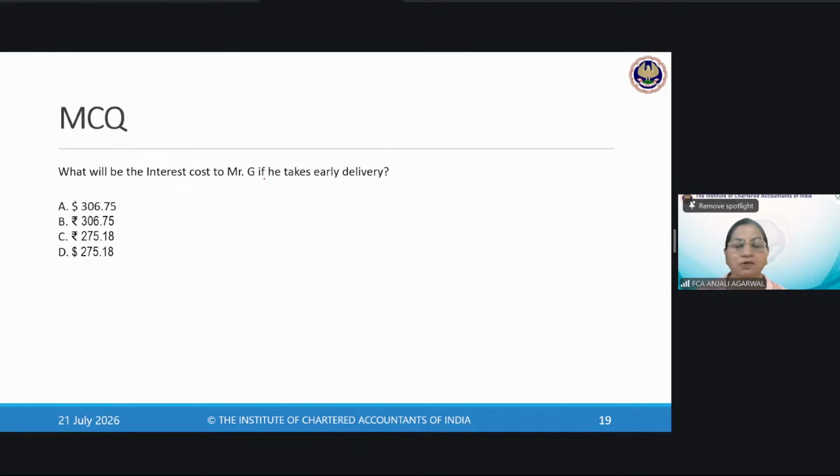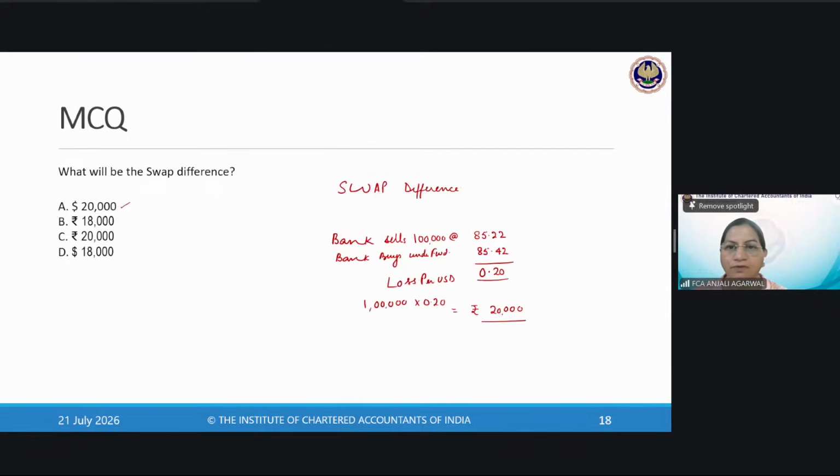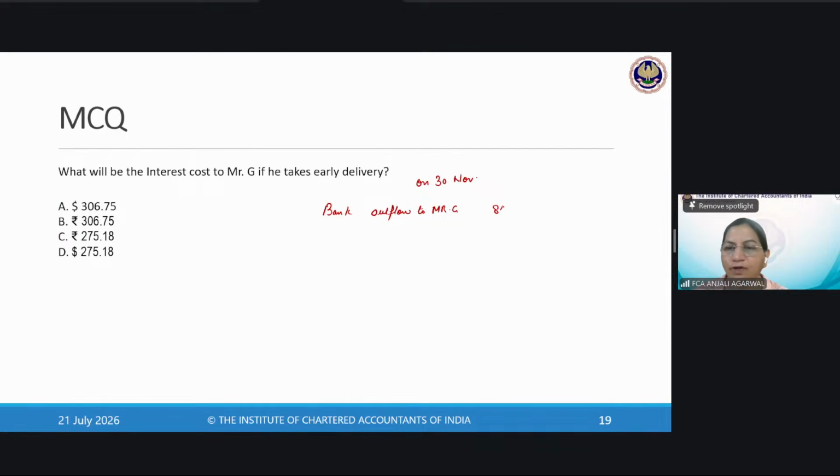So what will be the interest cost to Mr. G if he takes early delivery? What would be the bank outflow to Mr. G? As on 30th November itself, the transaction has happened. So the amount which was supposed to be an outflow of 85,40,000 on 31st December has become an outflow on 30th November. So the bank's outflow will be 85,40,000.